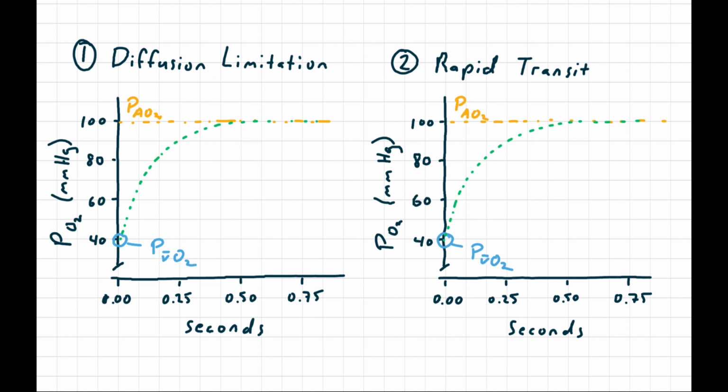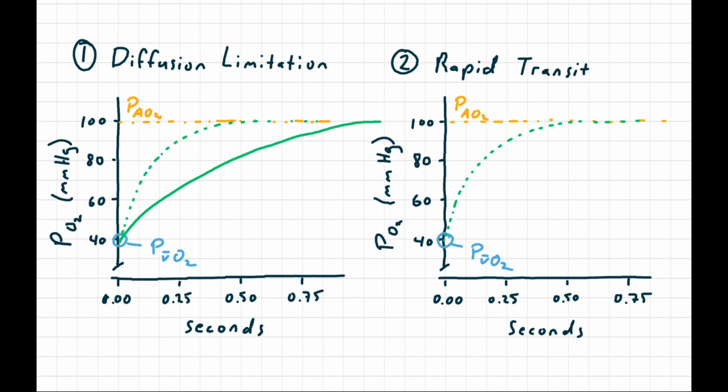We'll look at diffusion limitation first. You see this classically in interstitial lung disease, pulmonary fibrosis, for example. The respiratory epithelium becomes harder for oxygen to diffuse through, so diffusion becomes slower. You'll still start at mixed venous oxygen partial pressure, and you'll still have your asymptote at alveolar oxygen partial pressure, but the diffusion speed will be much slower.